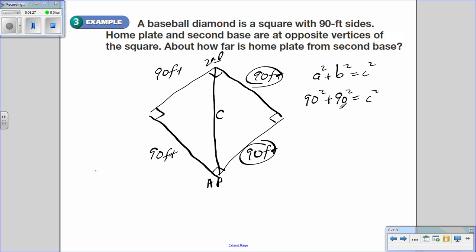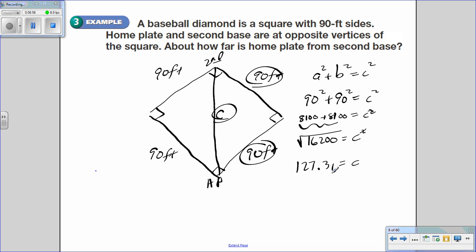I'm going to go ahead and calculate this side here. That's going to be 8100 plus 8100 equals c squared. Now again, notice we're looking for the hypotenuse, so we will be adding. Put those two together, you get 16,200 equals c squared. Cancel out that squared by square rooting 16,200. And the approximate length is about 127.3 feet.